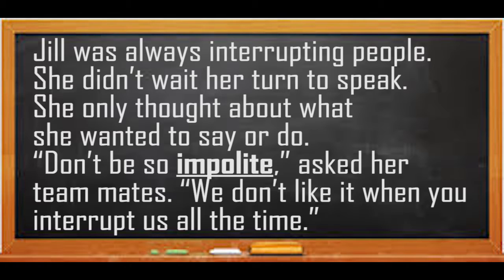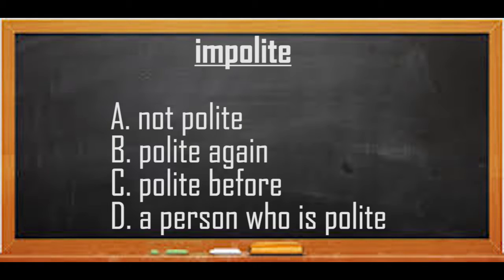Jill was always interrupting people. She didn't wait her turn to speak. She only thought about what she wanted to say or do. Don't be so impolite, asked her teammates. We don't like it when you interrupt us all the time. Impolite. A, not polite. B, polite again. C, polite before. D, a person who is polite. The answer to number 2, impolite, would be A, not polite.